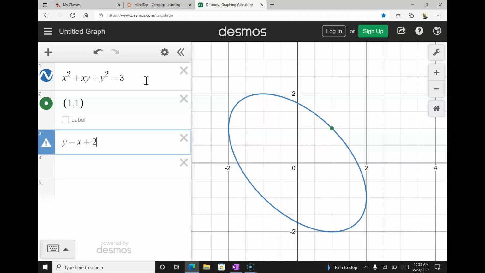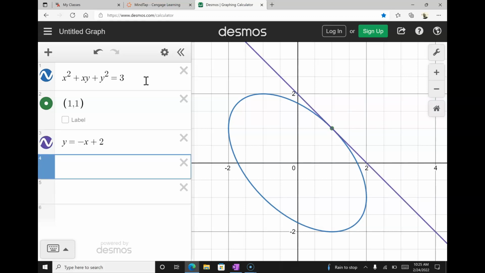Oh, y equals, sorry. Yeah, that's it. So, but we want to do what? Well, we've got a point, we need a slope, right? So we need a slope.